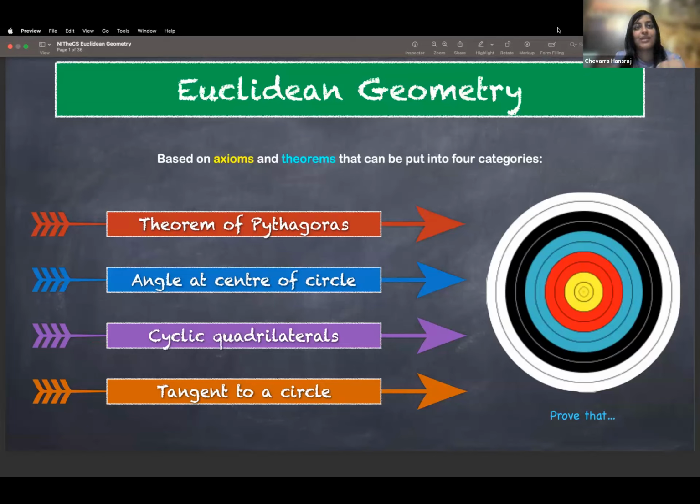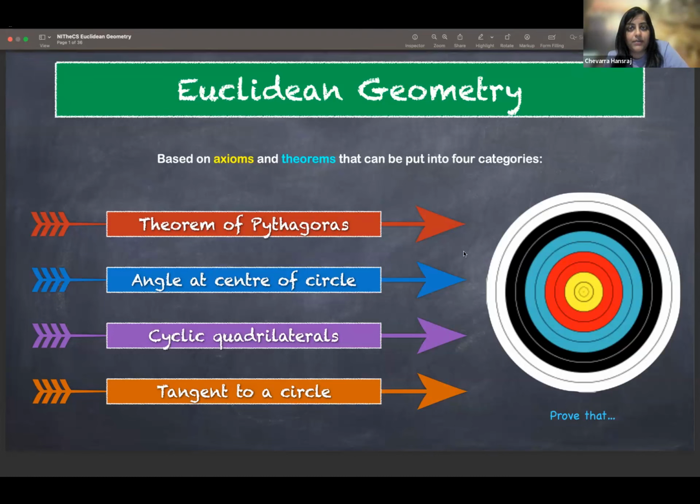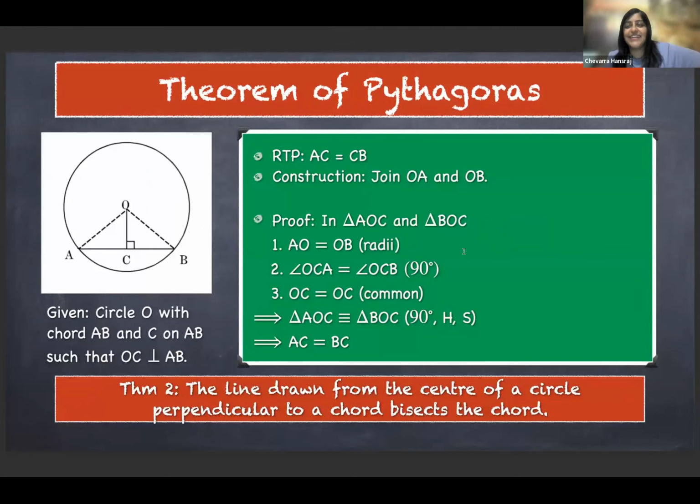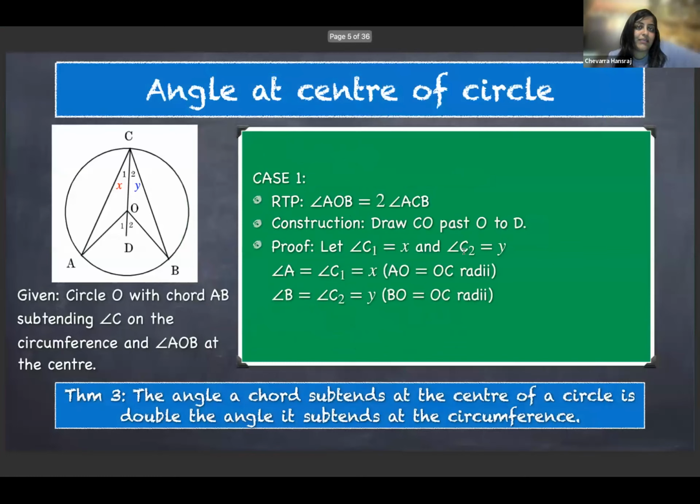Unfortunately, we don't have enough time to go through all the proofs, but I think we're just going to briefly state them quickly, and then move on to an example. So, first up, we have the theorem of Pythagoras. Again, you should know this quite well. So these are the proofs that are there. So we can move straight to angle at the center of the circle.